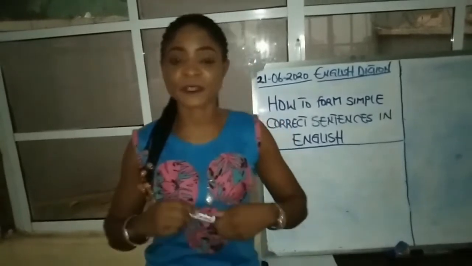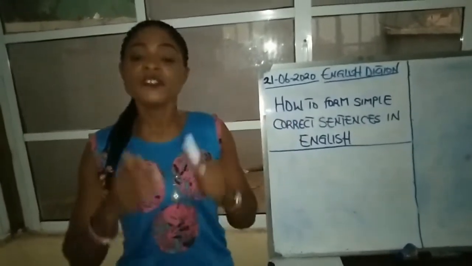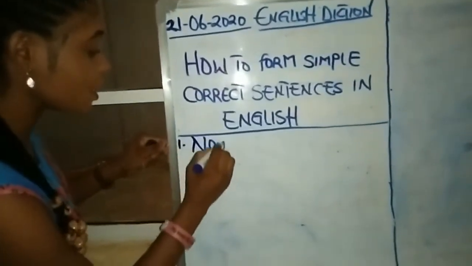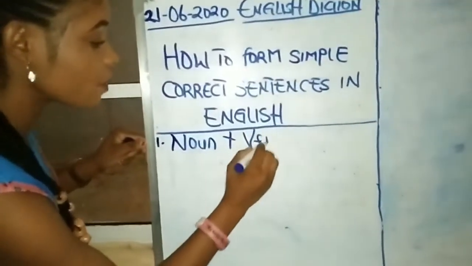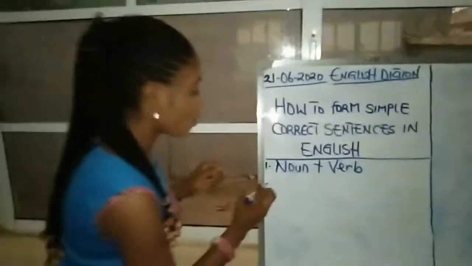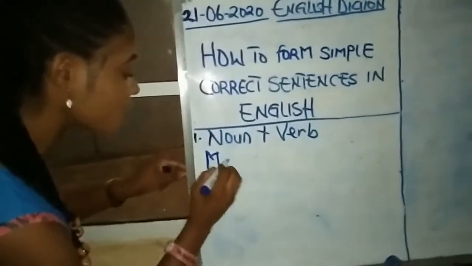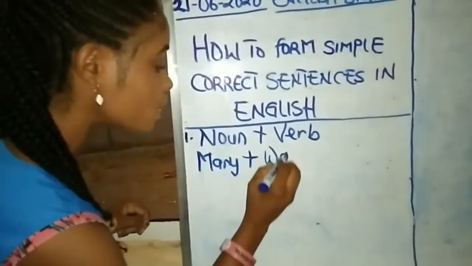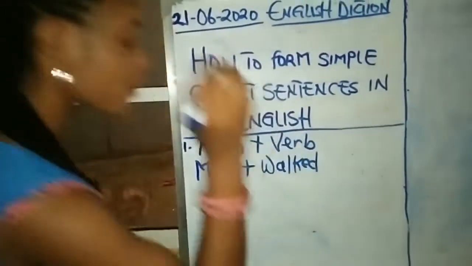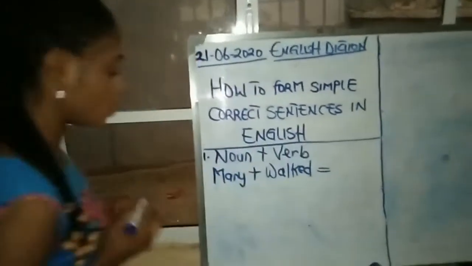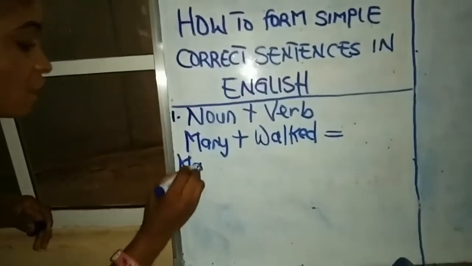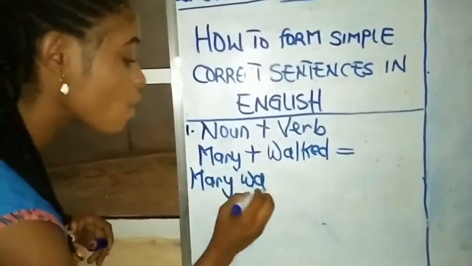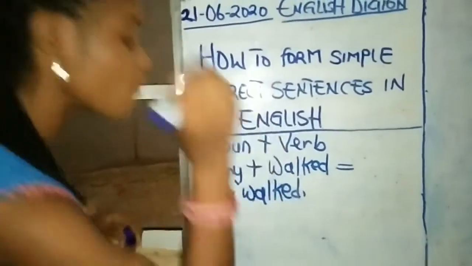Now, how do you form simple correct sentences? First, you begin with a noun, which is a naming word, plus a verb, which is an action word. A naming word is the name of a person, for example, Mary, plus a verb, which is an action word. When you combine these together, you have a simple, complete sentence, which is Mary plus the verb. Remember to put a full stop.